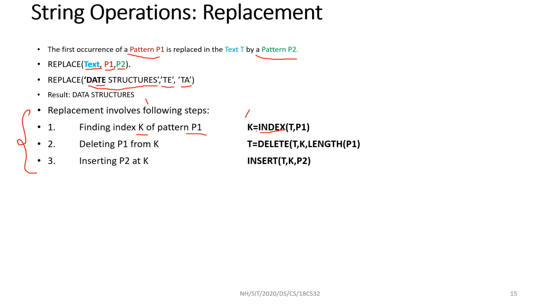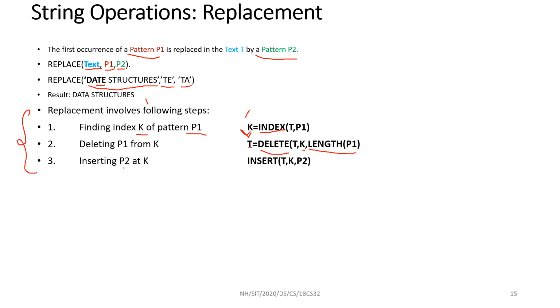If the k value is not 0, k value is greater than 0, that means pattern P1 is there. Where? At k. Delete it. We know the function delete. What to delete? In the main string T, from position k, these many characters you remove. That is the length of P1.